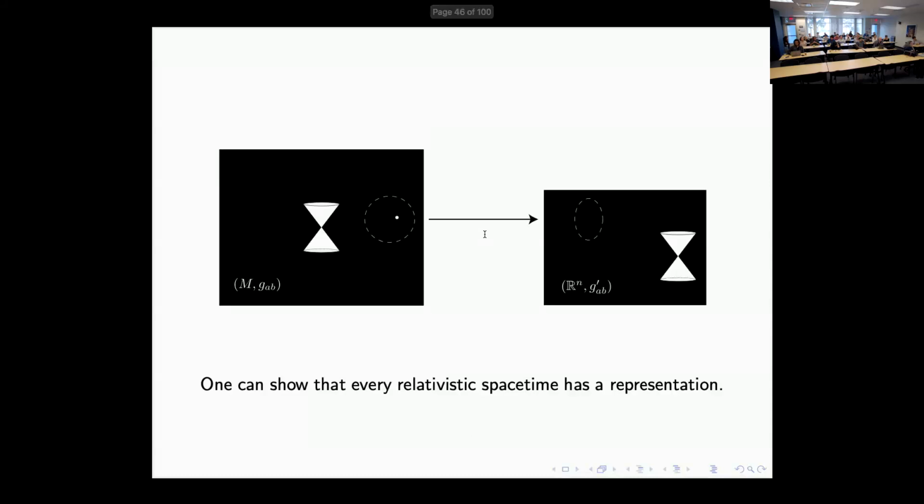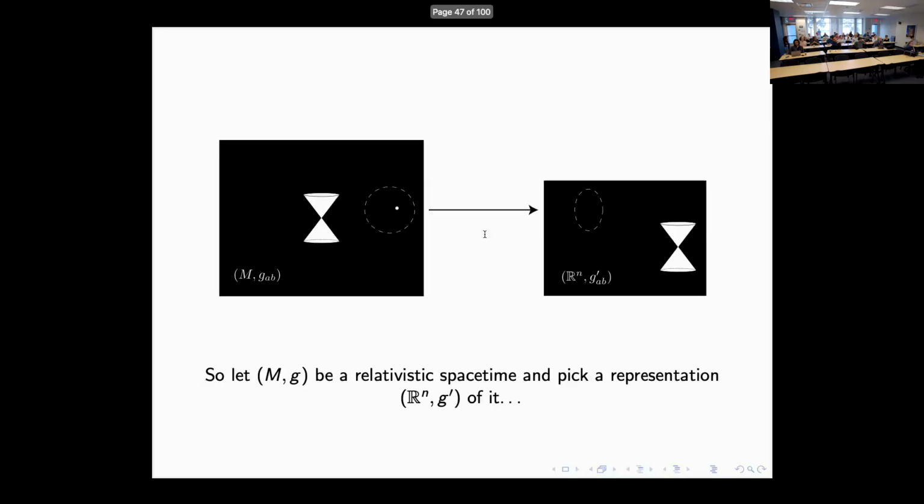One can show now that every relativistic spacetime has a representation. This is non-trivial, but I can sketch my method of proof. My method of proof was I texted JB and just asked, does every relativistic spacetime have a representation? He wrote back with a proof. We can talk about this if you would like. Every relativistic spacetime has a representation.